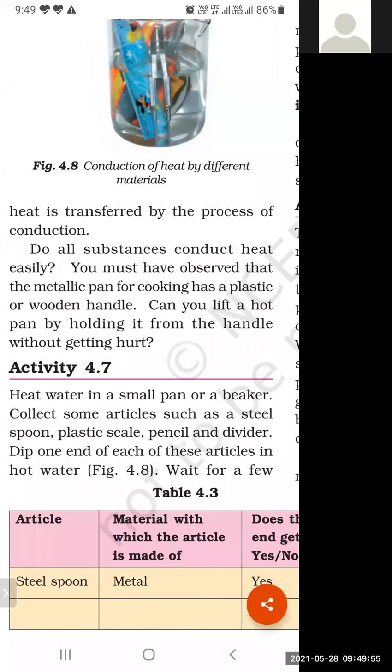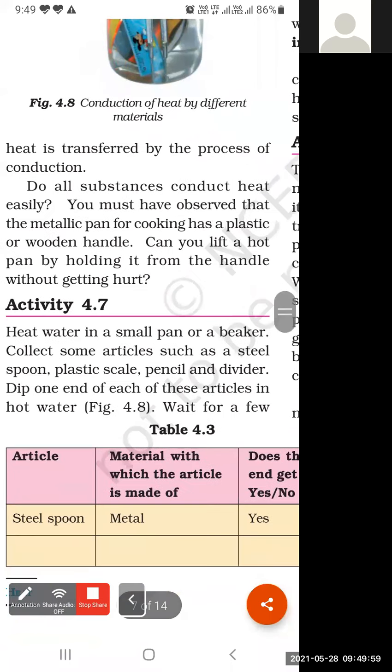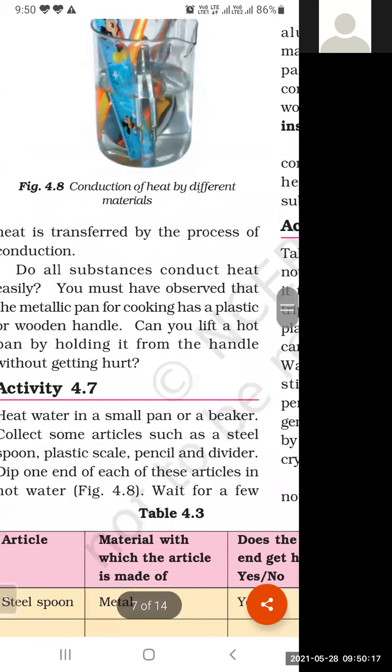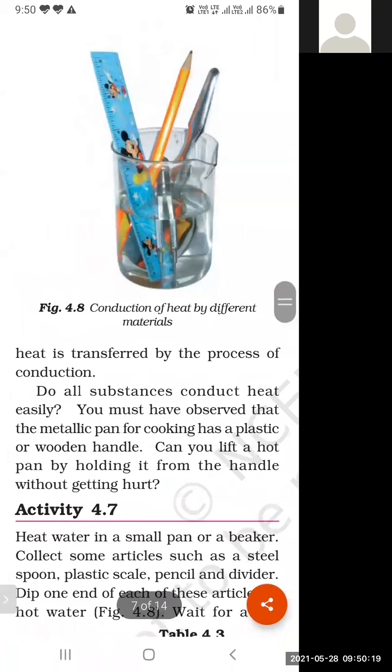Now the activity 4.7: heat water in a small pan or a beaker. Collect some articles such as a steel spoon, plastic scale, pencil, divider, compass. Dip one end of each of these articles in the hot water. So again, this is a simple activity. You take a beaker made of glass. You can take a plastic container also.